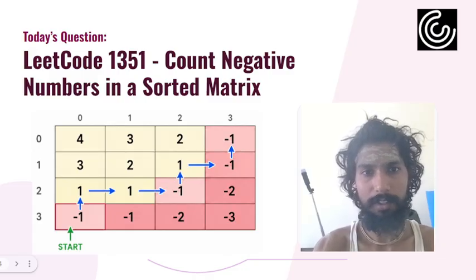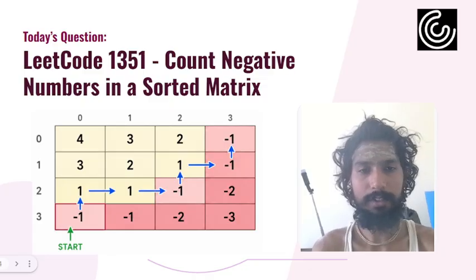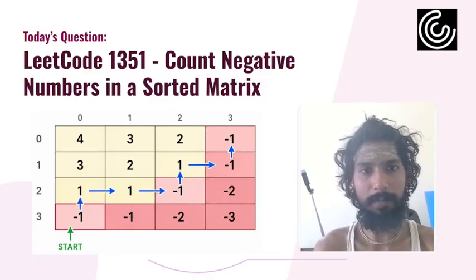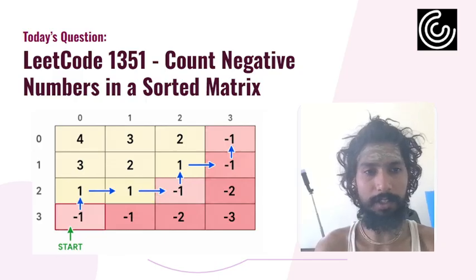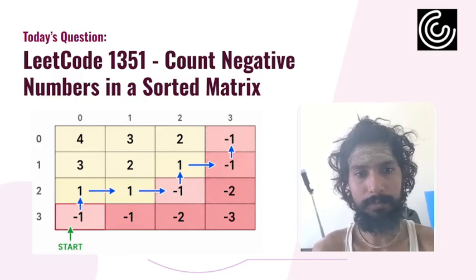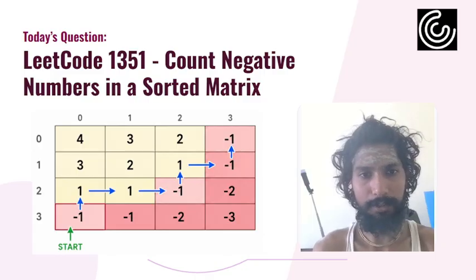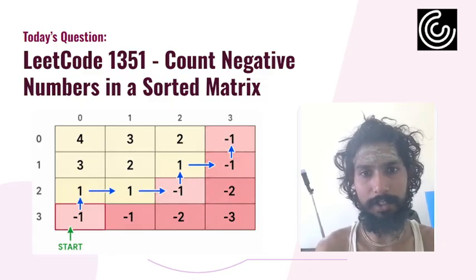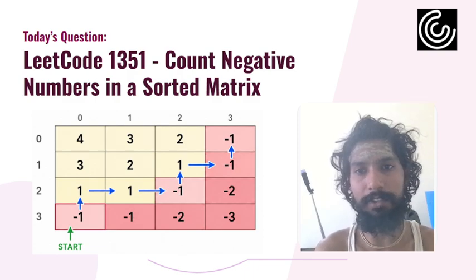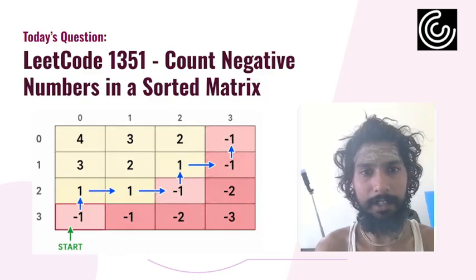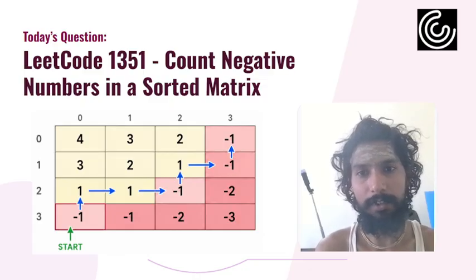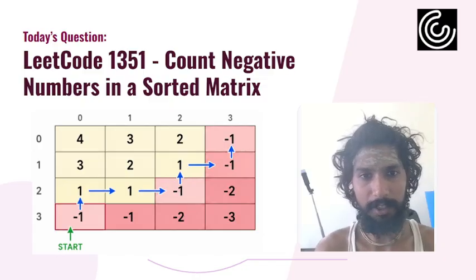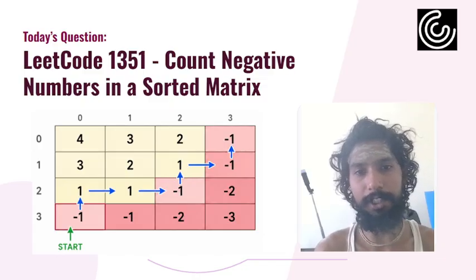So let's focus on one row. Suppose the row is, in this numbering 0, 1, 2, 3, the row number 2, or the second last row: 1, 1, -1, -2. Once we find -1, everything to its right will also be negative because the row is sorted in decreasing order. So if we stand at index 2 and the value is negative, then all elements from index 2 to the end are negative. This means we can count them together instead of checking one by one.